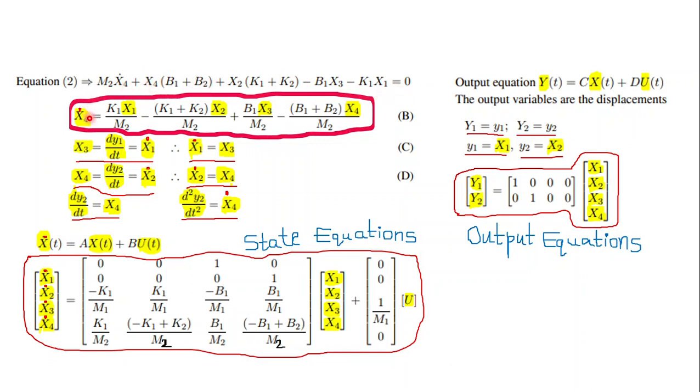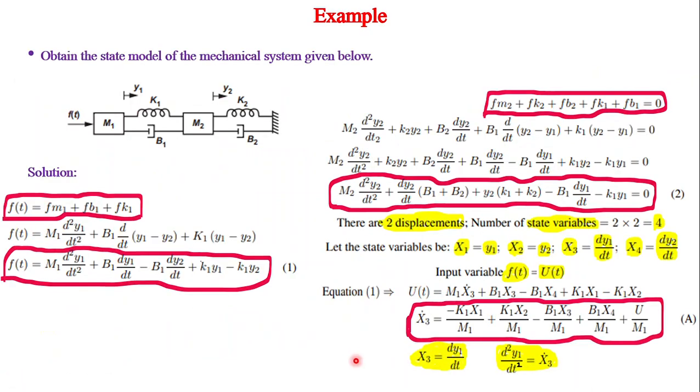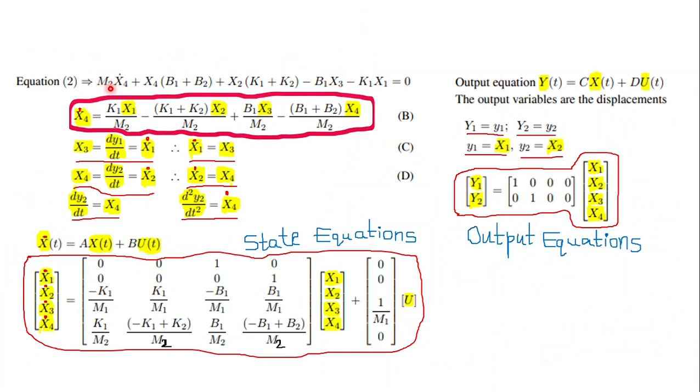So from this I have to write x4 dot like how I have written for x3 dot from this equation. For which I should divide through it by m2. Before that I should also bring all the terms to the right hand side. Therefore x4 dot is equal to minus x4 into (b1 plus b2) by m2, minus x2 into (k1 plus k2) by m2, plus b1 x3 by m2, plus k1 x1 by m2. So written in this form, x1 first, x2 first, x3 first, x4 next. That's all. So we have written for x3 dot and x4 dot.